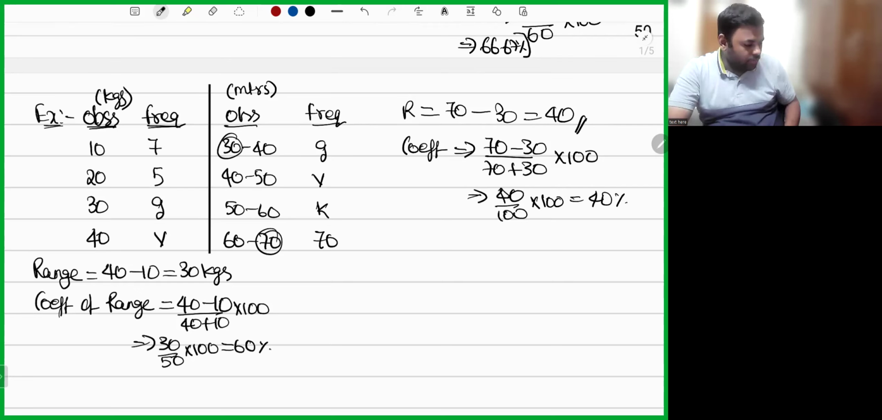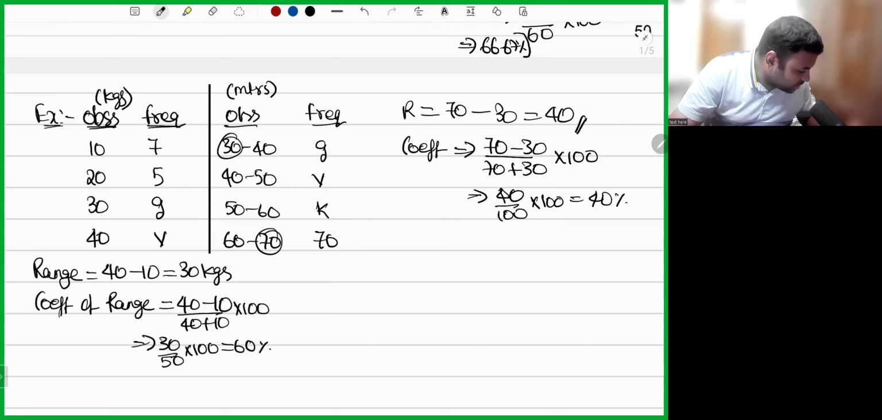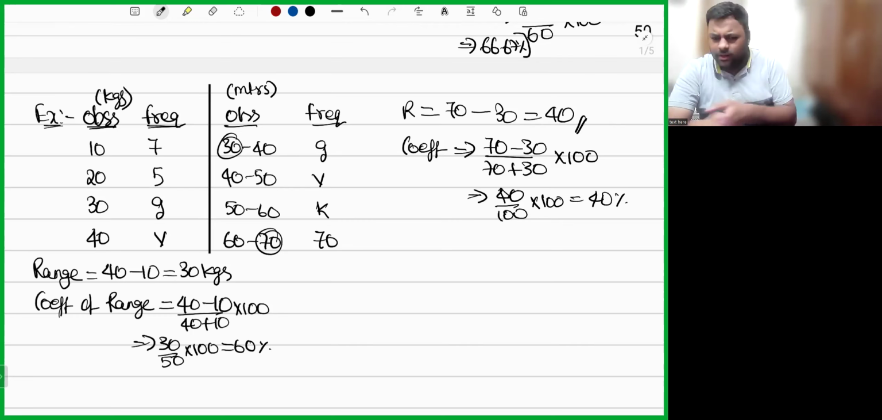Okay. So I hope that's fine, everybody. Range, coefficient of range, all those things. Now, I'll stop it here because it's a discussion, right? It will go a little heavy. So in tomorrow's session, we'll complete the discussion part.